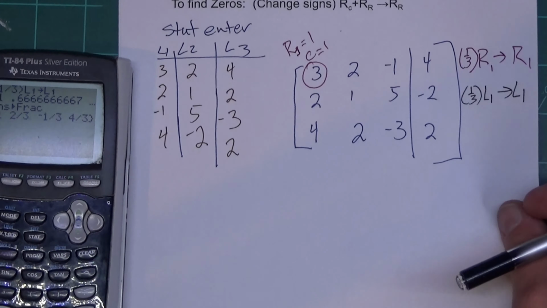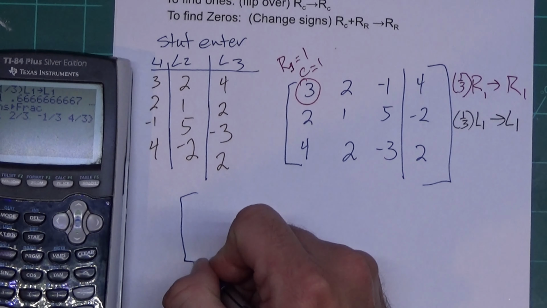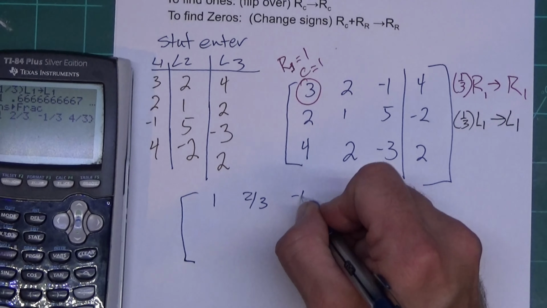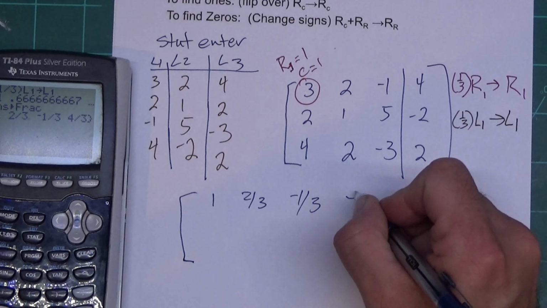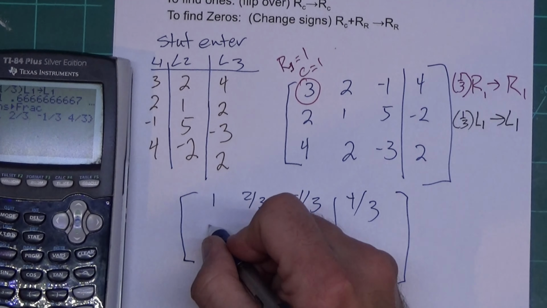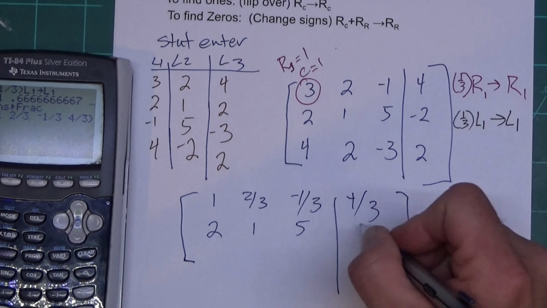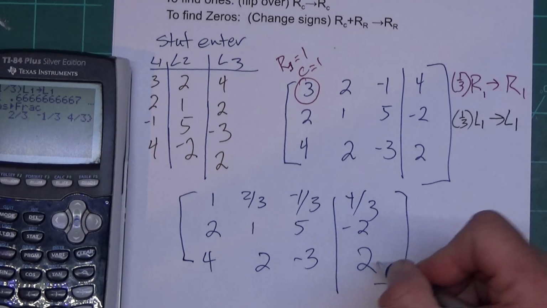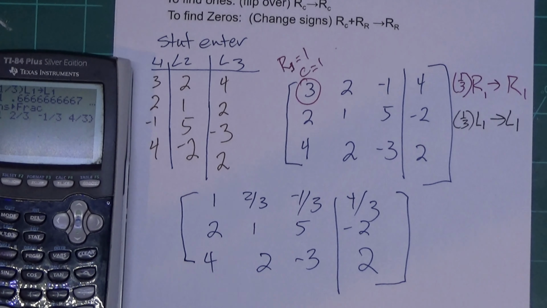Only the first row is completed. So I'm going to have 1, 2/3, negative 1/3, 4/3. The bottom two rows are still the same: 2, 1, 5, negative 2, 4, 2, negative 3, 2. So I got my bottom two rows still the same.